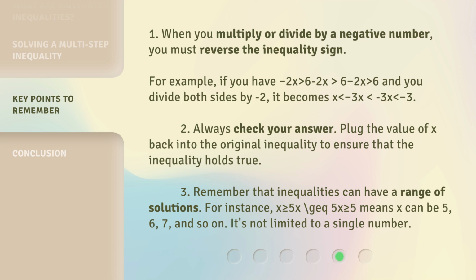Plug the value of x back into the original inequality to ensure that the inequality holds true. 3. Remember that inequalities can have a range of solutions. For instance, x ≥ 5 means x can be 5, 6, 7, and so on. It's not limited to a single number.